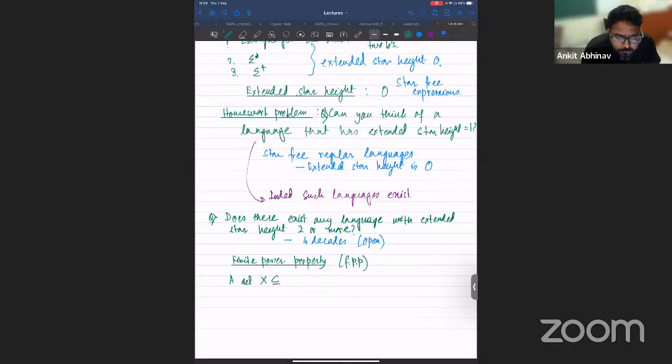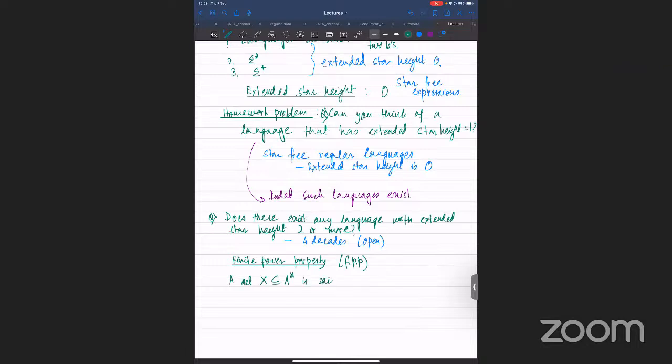Okay, good. A set X, which is a subset of A star, is said to have FPP, finite power property, if X star can be written in this form: epsilon plus X1 plus X2 plus up to some Xk, for k belonging to the set of natural numbers. So for some finite k, right?